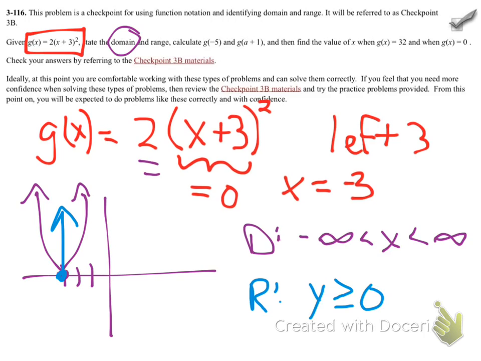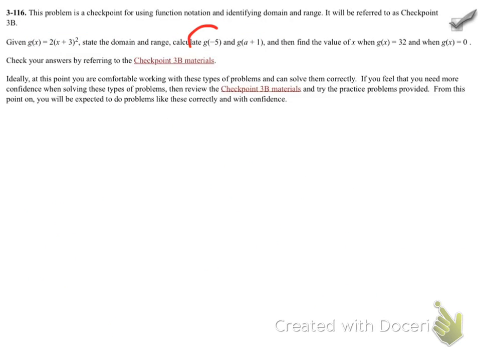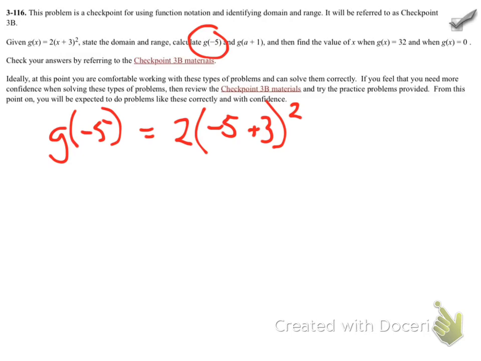The next part of this problem is calculating these. So basically we're evaluating the functions at those points. So looking first at negative 5, I want to take a look at this function here, g of x. And when x here is negative 5, I'm going to substitute in negative 5 for x. So g of negative 5 will equal 2 times negative 5 plus 3 squared.